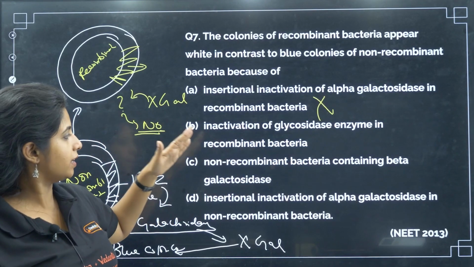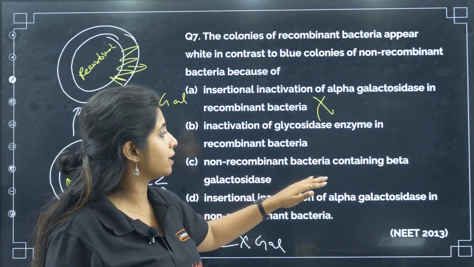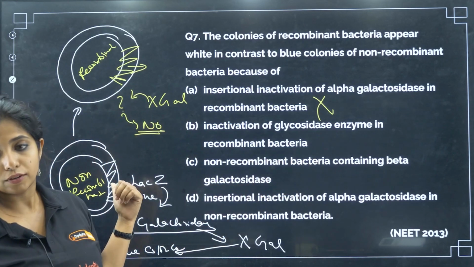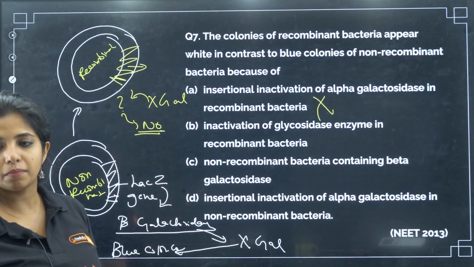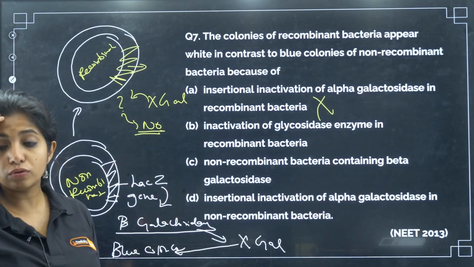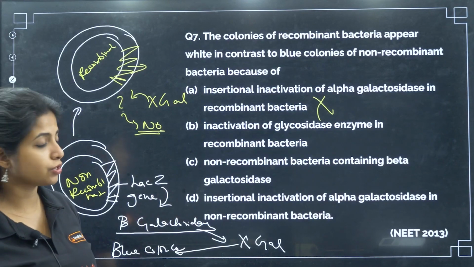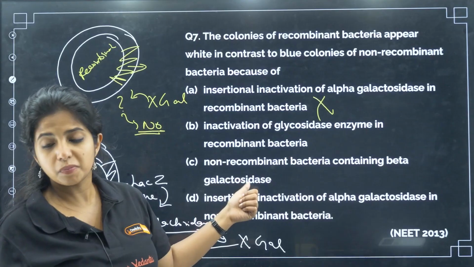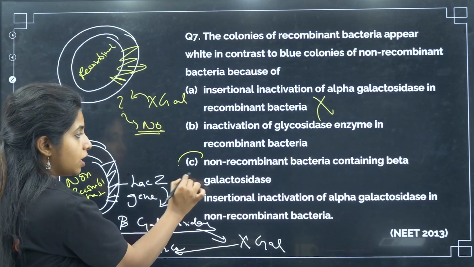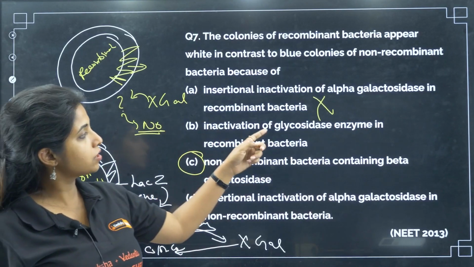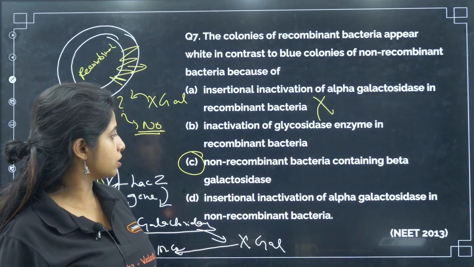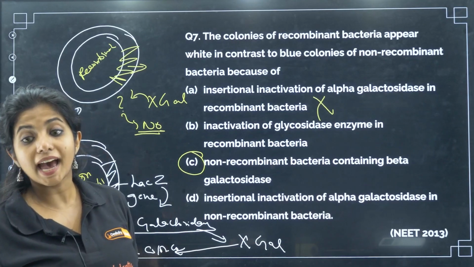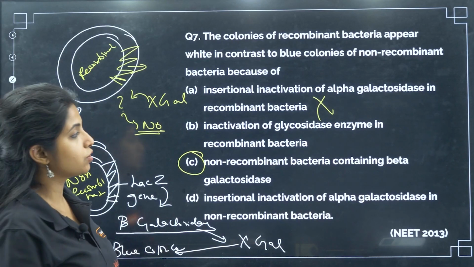Let's go ahead. Non-recombinant bacteria containing beta galactosidase. The colonies of recombinant bacteria appear white in contrast to blue colonies of non-recombinant bacteria because non-recombinant bacteria contain what? Beta galactosidase enzyme, my dear children. Yes, is that true? Yes, that is true. Over here, is this glycosidase enzyme being mentioned? It is glycosidase? No, it is galactosidase. So this is wrong.